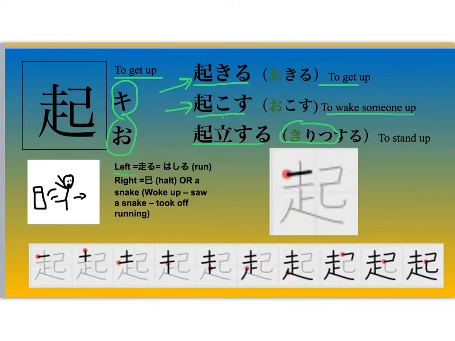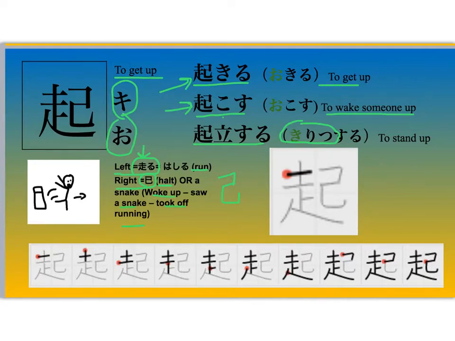On the left-hand side, you actually have the kanji. It's the radical, but it's the kanji for hashiru, to run. And the right-hand side is a variation on this, and it means to halt. But I like to think of the right-hand side as more of a snake. So it has kind of like a snake sort of curled up there. So someone woke up, saw a snake, and took off running.